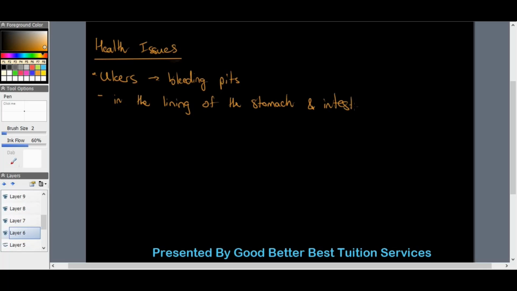This is just one of the health issues. There are a couple of others as well. Of course, known as bleeding pits, number one, they are painful, and number two, they bleed.